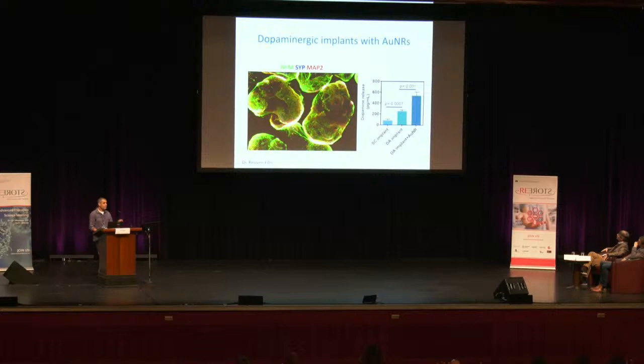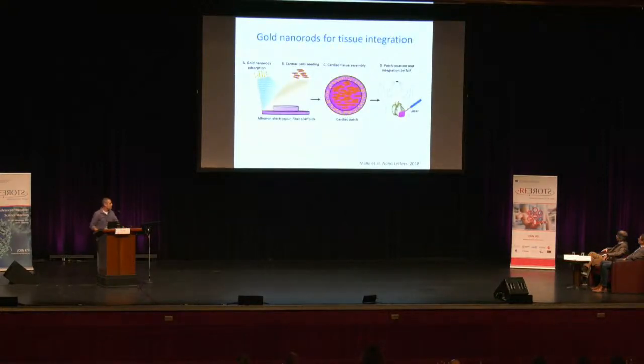So if you remember the 2 stitches on the heart, which is not really ideal for the patient, we decided to exploit other properties of gold nanoparticles, or gold nanorods in this case, to fix the patch onto the heart without stitches. Gold nanorods have nice optical properties: if you illuminate them in near IR, they convert the light to thermal energy, and then you can really solder the tissue to the heart.